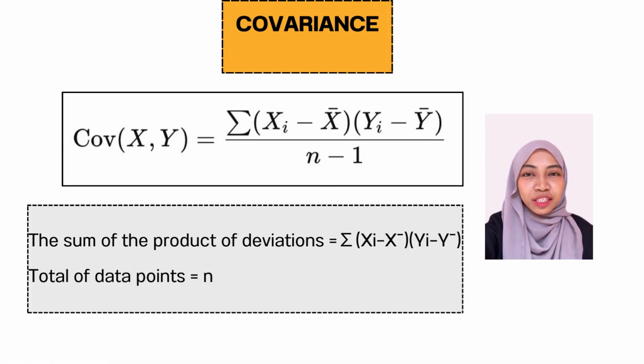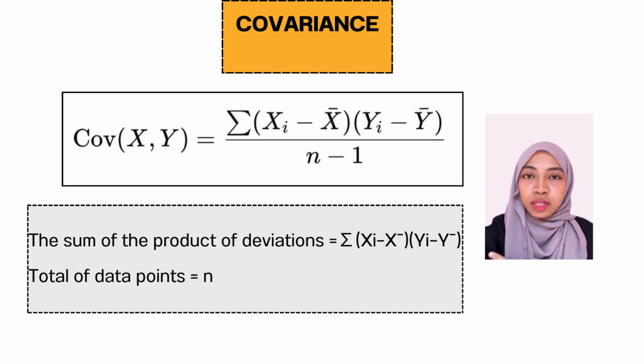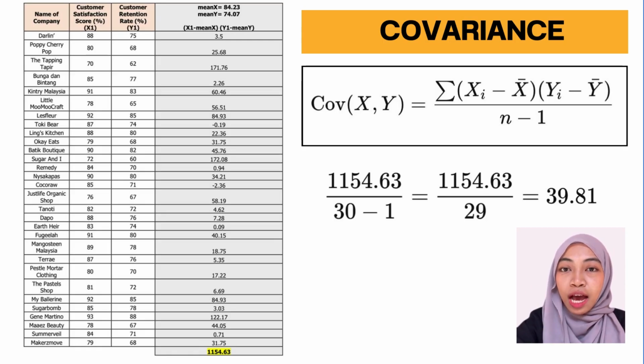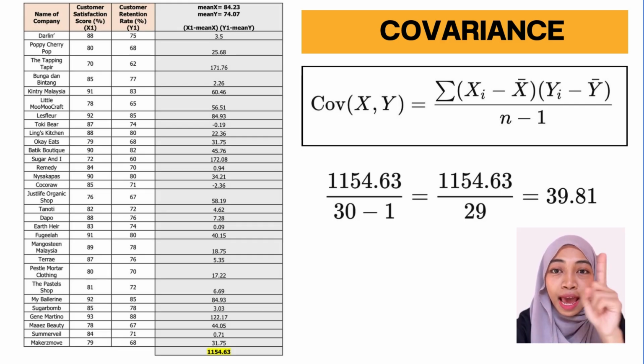To find out the relationship between these two, I use two methods. The first one is covariance. This is the formula to calculate covariance. After doing the calculation, I got a result of 39.81 and it's a positive value. A positive covariance means that when customer satisfaction increases, customer retention also increases. However, this number alone doesn't tell us how strong the relationship is.